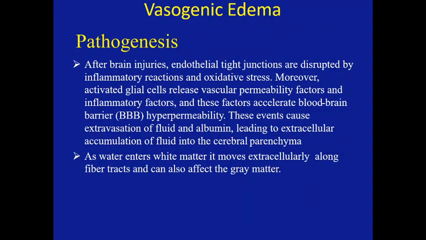Pathogenesis of vasogenic edema. After brain injuries, endothelial tight junctions are disrupted by inflammatory reactions and oxidative stress. Moreover, activated glial cells release vascular permeability factors and inflammatory factors, and these factors accelerate blood-brain barrier hyperpermeability. These events cause extravasation of fluid and albumin, leading to extracellular accumulation of fluid in the cerebral parenchyma. As water enters white matter, it moves extracellularly along fiber tracts and can also affect the gray matter.